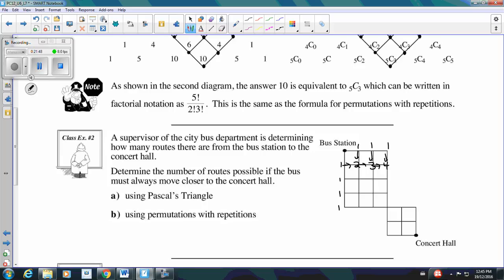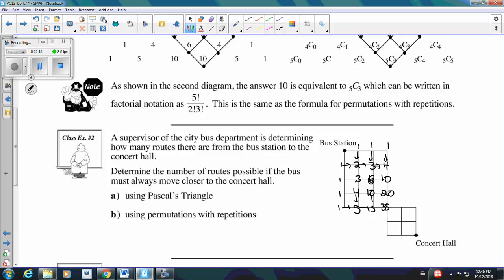Same thing on the next row. I'm going to go 1 plus 2. That's going to give me 3 here. 3 plus 3 gives me 6 here. 6 and 4 gives me 10. 1 plus 3 is 4. 6 plus 4 is 10. 10 plus 10 is 20. 1 plus 4 is 5. 5 plus 10 is 15. 15 plus 20 is 35.